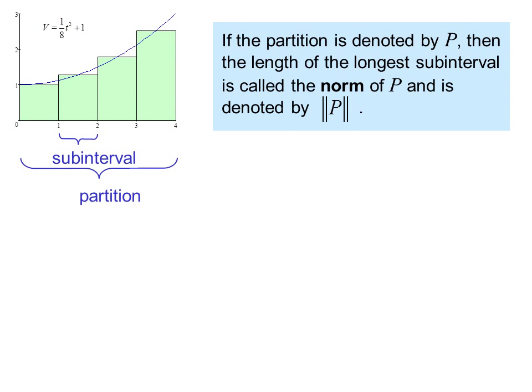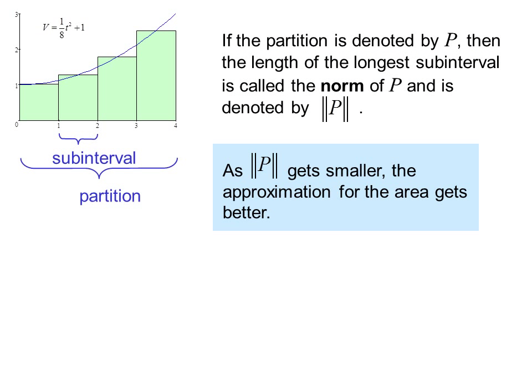If the partition is denoted by P, then the length of the longest subinterval is called the norm of P and is denoted by this symbol. As the norm of P gets smaller, the approximation for the area gets better.